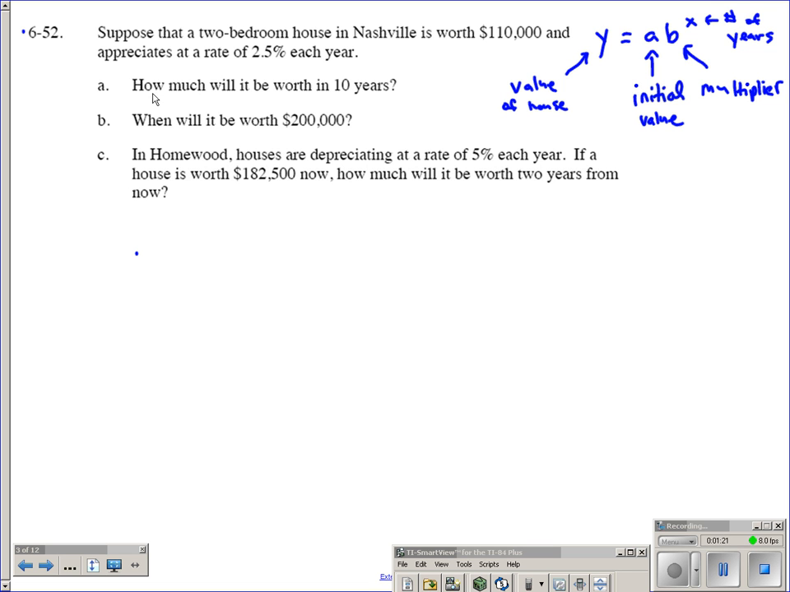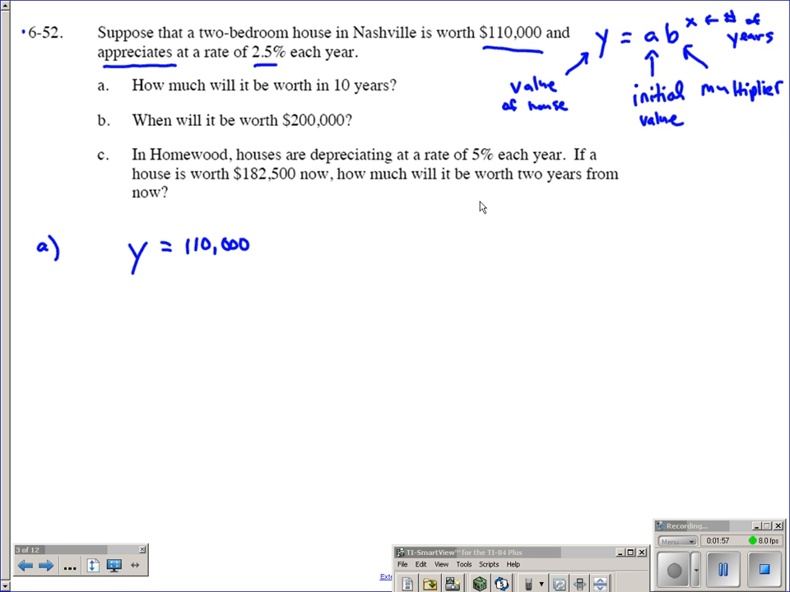So letter A asks us, how much will it be worth in 10 years? Let's get started on it there. I need to first build my function. I know that the value of the home, unless we're looking at letter A, will end up coming from our initial value, $110,000. And if it's appreciating, that means that it is going up at a rate of 2.5%.